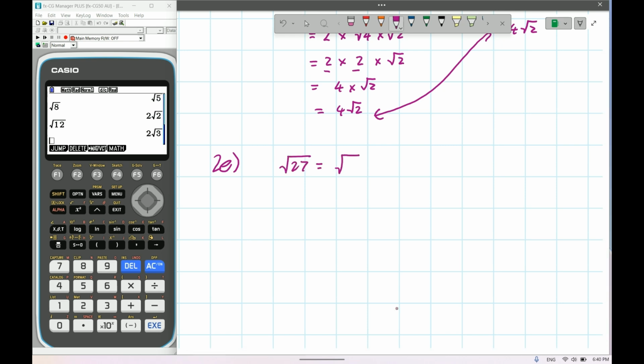So once again, square root 27, you just want to break it up so that at least one of your numbers is a square number. So I'm going to break this up as a 9 and a 3, because the square root of 9 is 3, times root 3, 3 root 3. Cool.